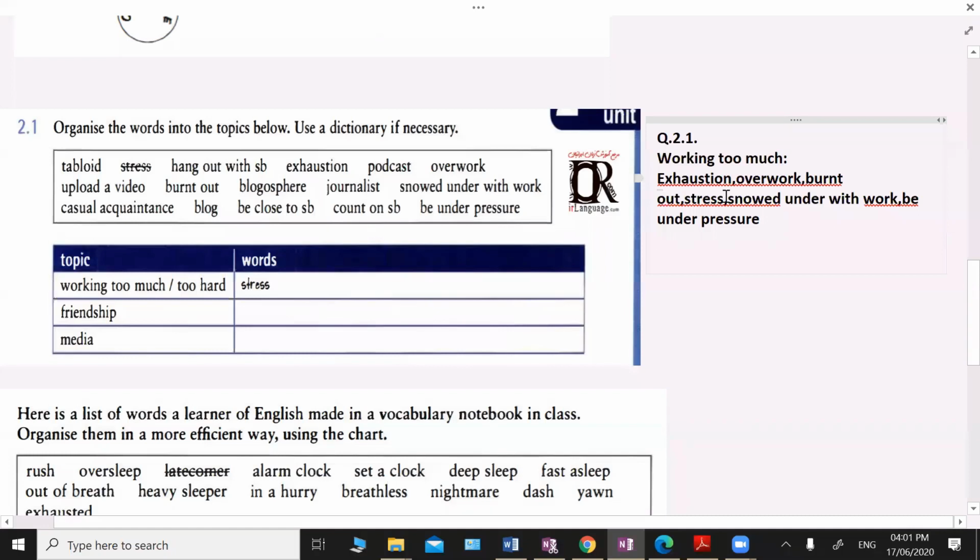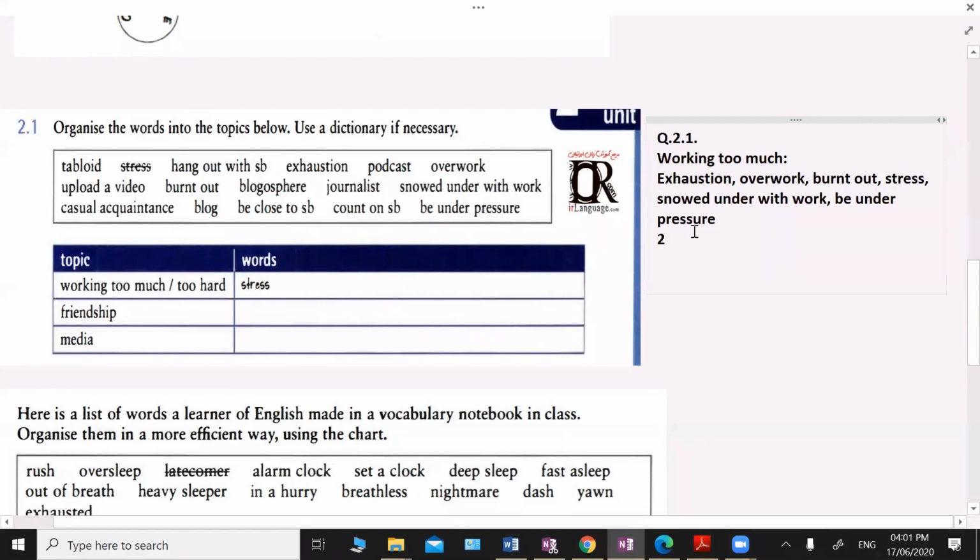Can we add the word overwhelmed in this or not? Yes, you can. It's a good way. If you have another word from your own side, you can add it. Overwhelmed is also in the same category. It means when you have more than you can manage. Okay. Now the next one is number 2.